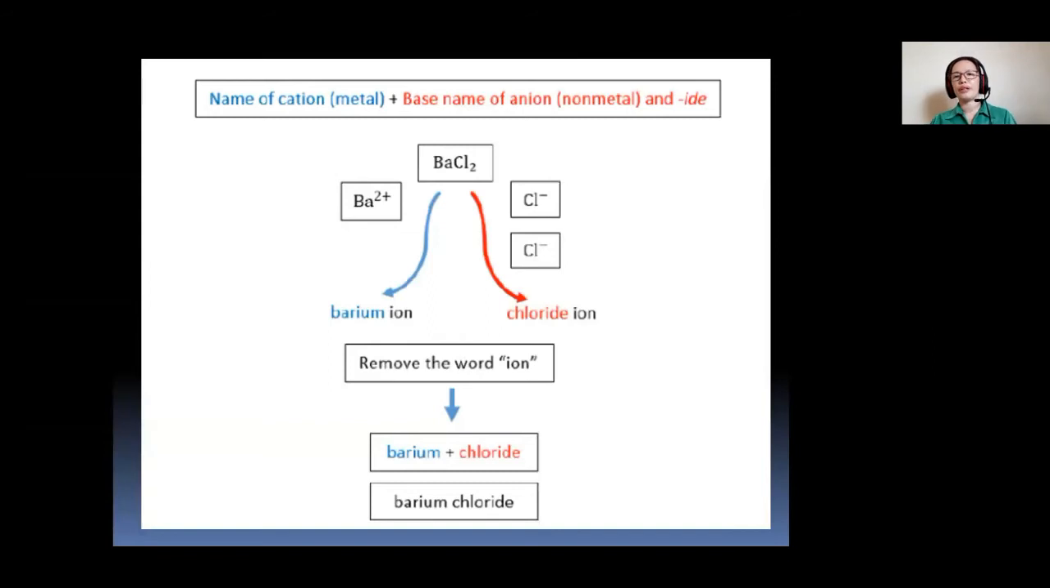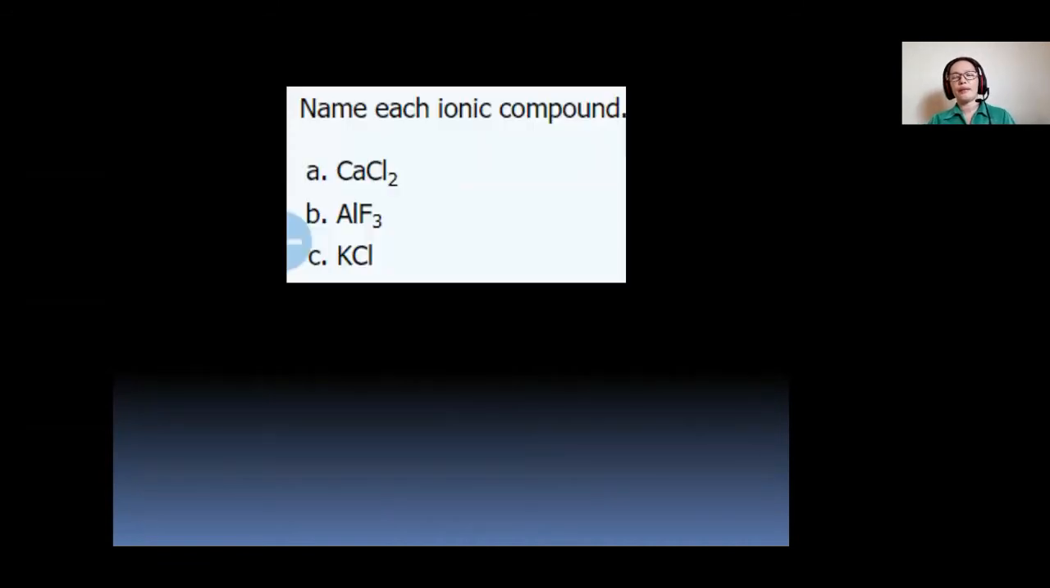Say for example, if you have the compound of barium and chlorine, the formula is BaCl2. Name first the cation, which is barium. So you use the name barium, followed by the name of the anion, which is chlorine. Instead of chlorine, the name will be chloride. When you put them together, the name of the compound is barium chloride.